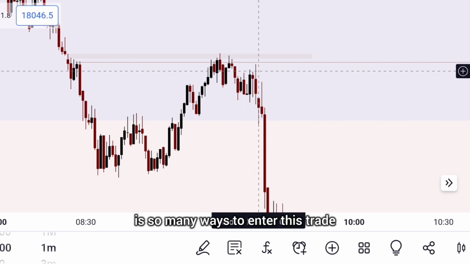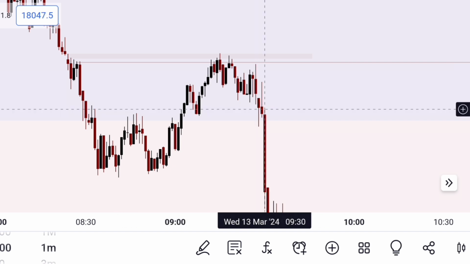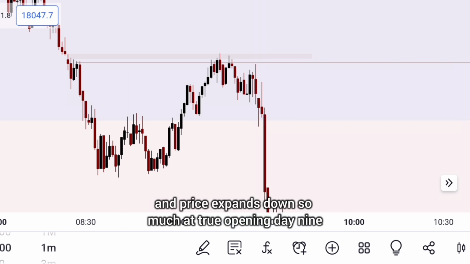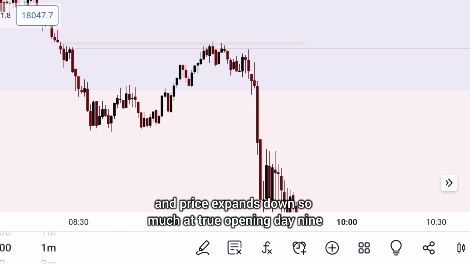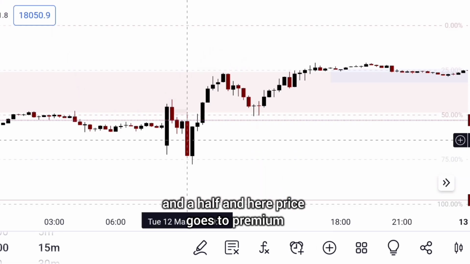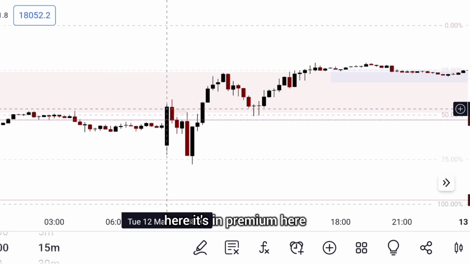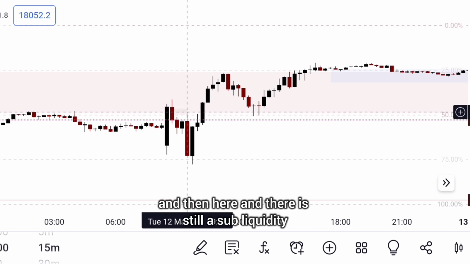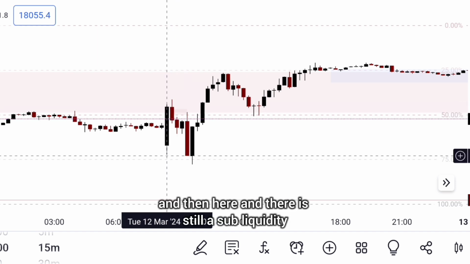So there are so many ways to enter this trade, and price expands down so much at true opening day 9:30, and here price goes to premium. Here it's in premium here and then here, and there is this sell side liquidity.